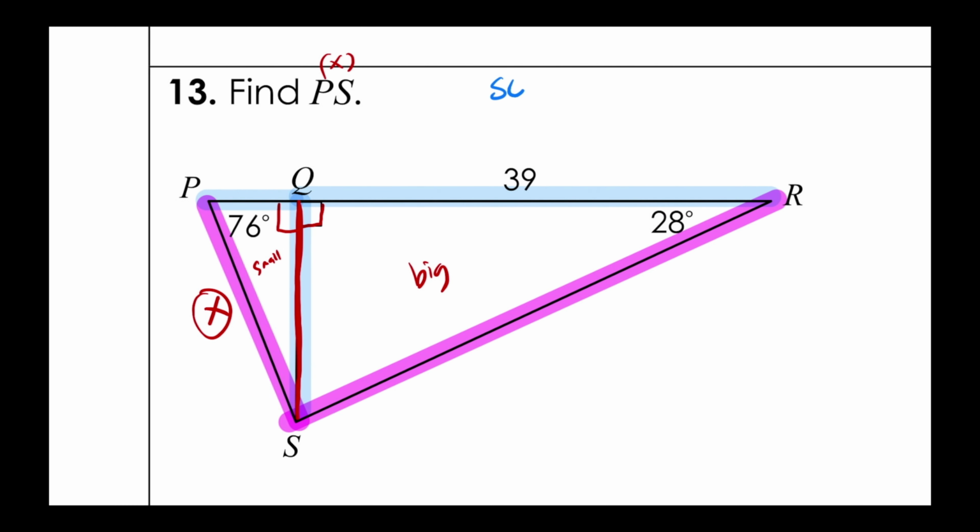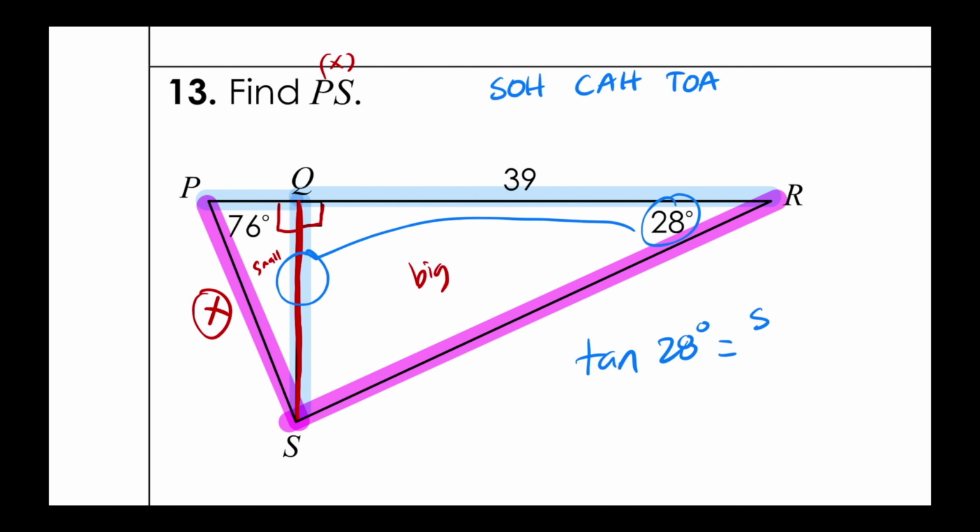So let's remember our sine, cosine, and tangent. That's tangent. Exactly, that's tangent. So let's make that tangent of this angle of 28 degrees equals opposite, that's SQ, we don't know that, over adjacent, which is 39.